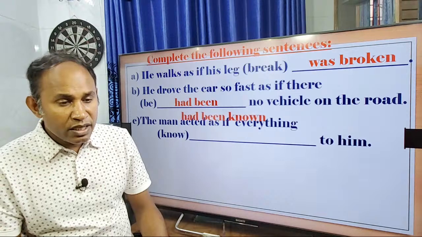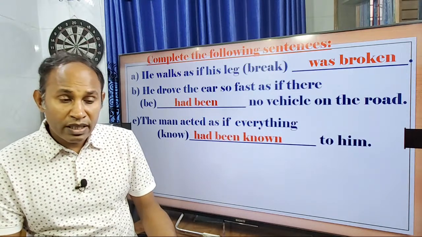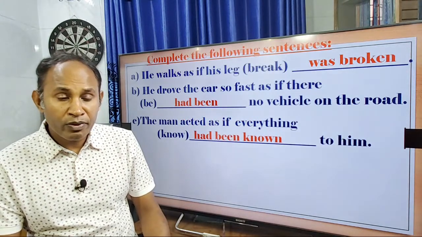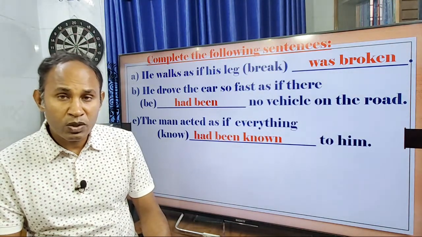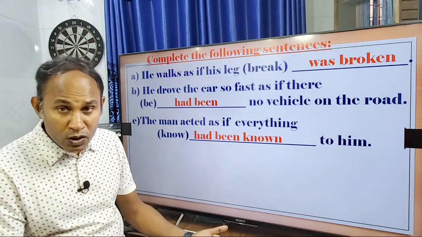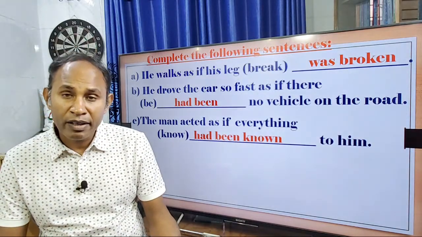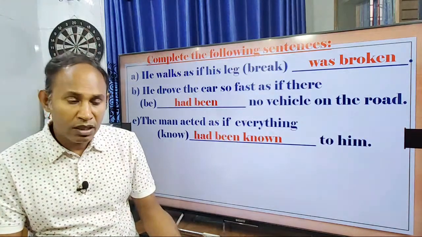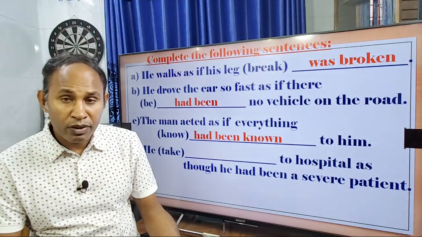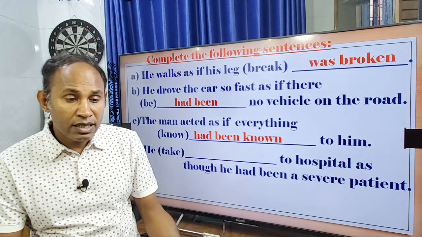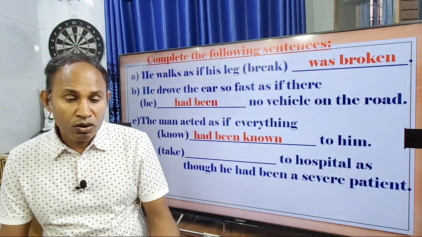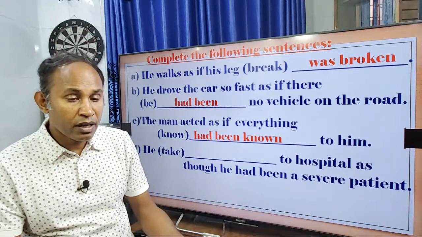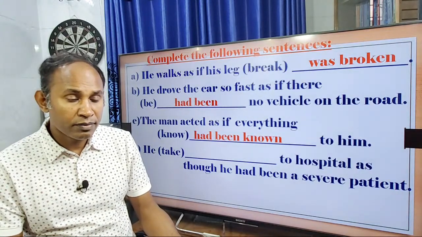And that's good. Your answer is absolutely the right answer, because this is again the roots of as though or as if, and before as though or as if your tense is past, so after that you will use the past perfect tense, but this verb is in the passive form. That's why had been, and then the past participle form of the verb. So had been known is absolutely the right answer. He was taken to hospital as though he had been a severe patient.